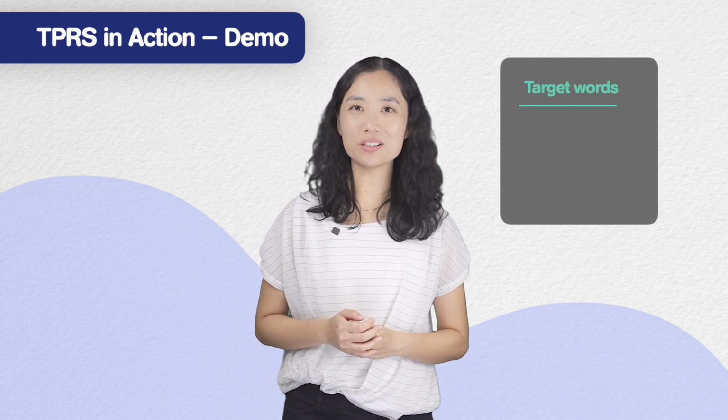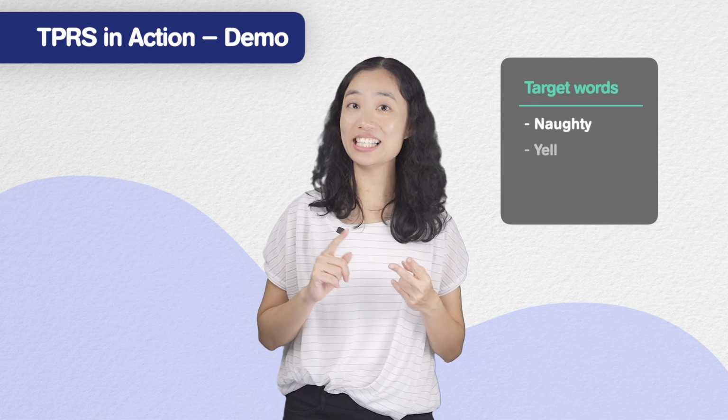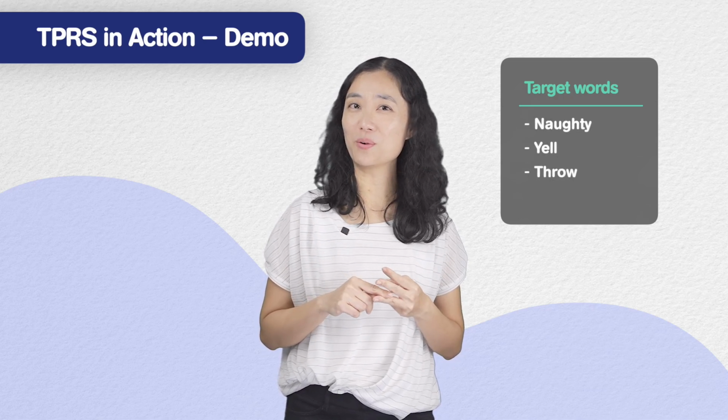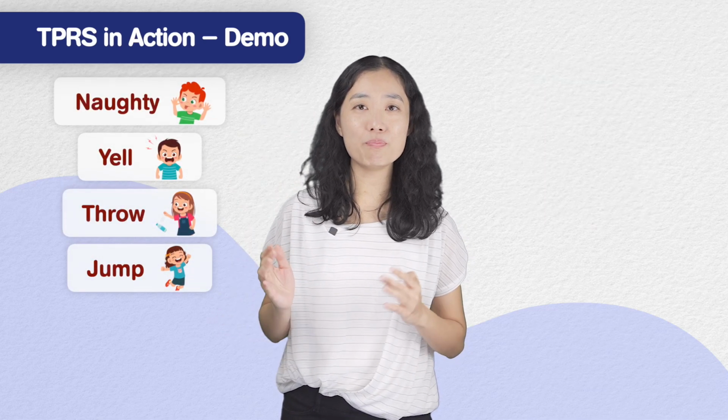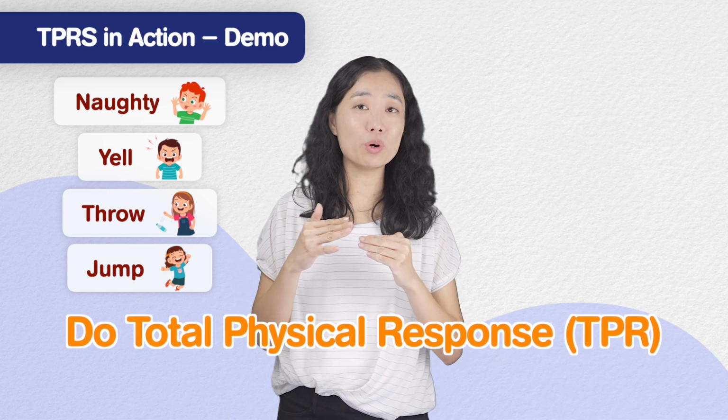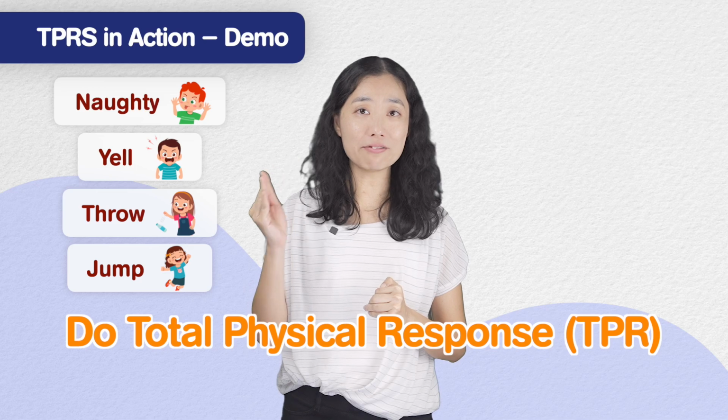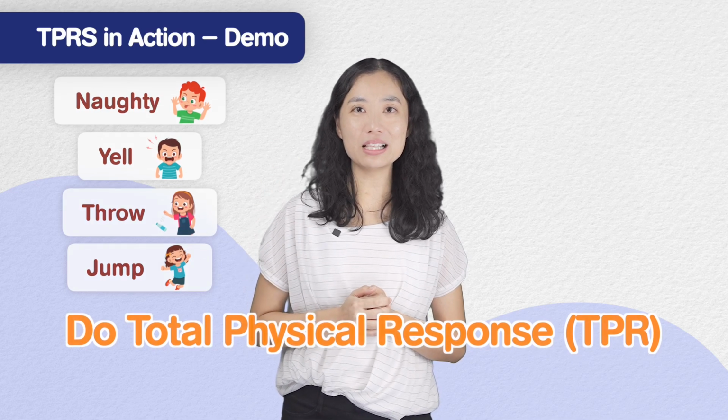So now let's do a simple demonstration of TPRS. Let's say I want to teach my students these words: naughty, yell, throw, jump. First, I will write all these words on the board and pair them up with TPR so they know what the word is and pair it up with the action. I will go through it a few times until they're very familiar.